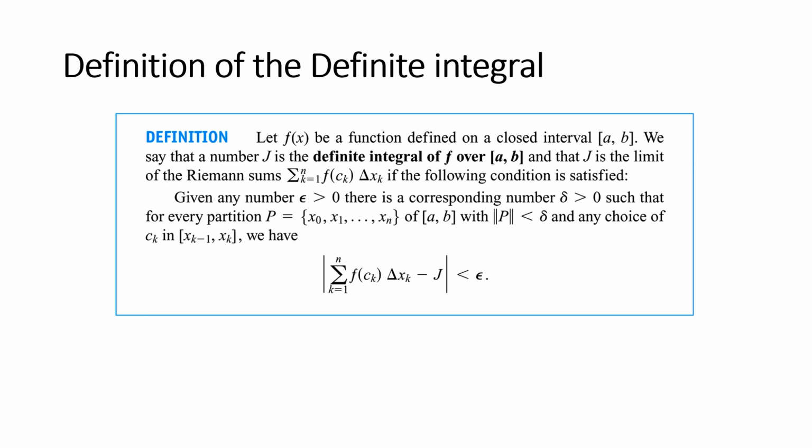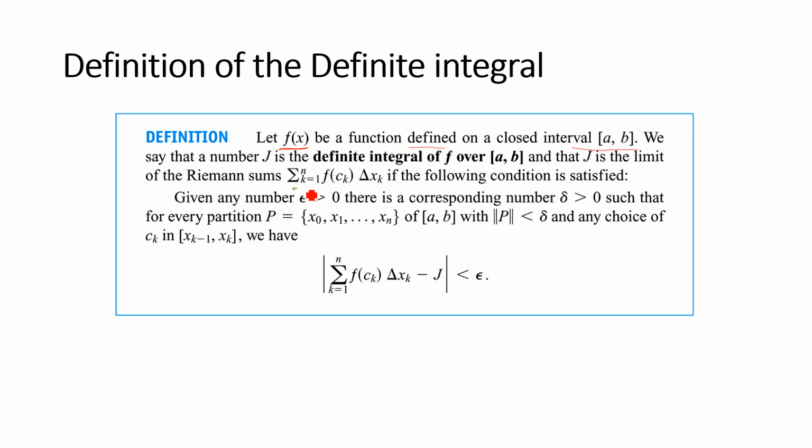Okay, here is the definition. Let's see the terms used in the definition. First of all, we need to have a function f(x) defined on the closed interval. This is very important. It is defined everywhere on the closed interval. So we say that the number J is the definite integral of f over [a, b], and that J is the limit of Riemann sums.